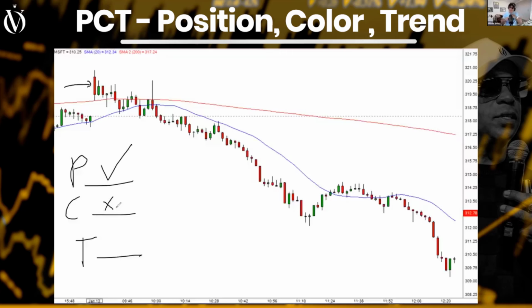If I want to buy Microsoft here, after the first bar, I'm fighting color, but I have position. So I have conflict in the trade. Conflict trades don't work out well consistently. And then trend, remember I told you at the open, you already start off with an X. So here's a 2X trade. This is a no buy. You do not buy Microsoft. It didn't pass the PCT test.